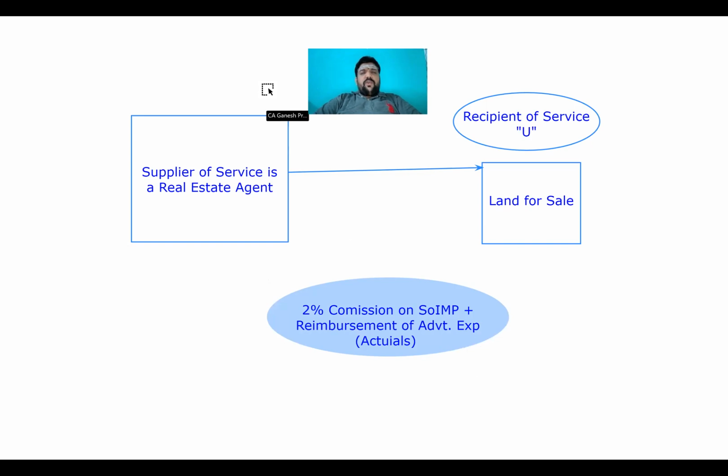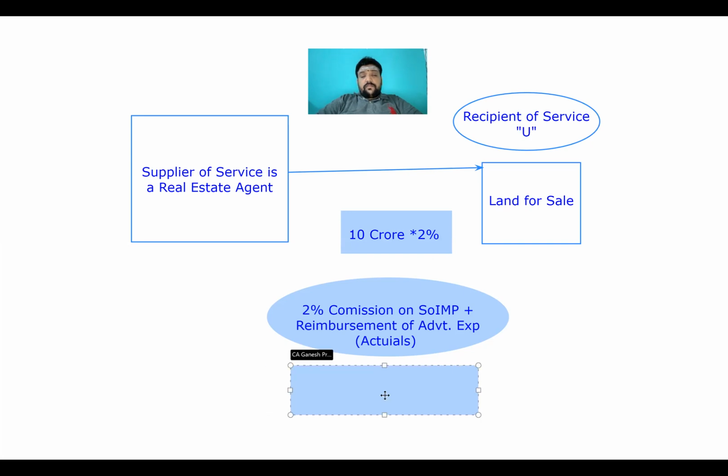Now here the property was sold for 10 crore rupees. The 2% commission on 10 crore was given as commission. The question is not here at all. Apart from this 2% commission, they also paid him rupees 3.5 lakhs towards advertisement. Rupees 3.5 lakhs was the actual money expended, for which the proof and everything is given.